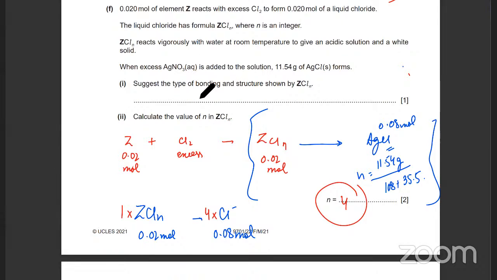So what about the type of bonding and structure? It's a liquid chloride, so a liquid chloride means that it's got a low boiling point. You have to describe both things. What type of bonding does this have? Covalent. Okay, so the bonding is covalent, and what type of covalent structure? Tetrahedral. Any simple molecular.